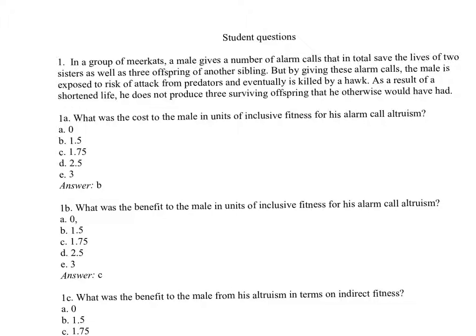I have a question about the cost. How do you come up with 3.5? Let's see, it says here, but by giving an alarm call, the male exposed himself to predators, he's killed. As a result, he does not produce 3 surviving offspring. It says it in the question. It says on the last sentence, he does not produce 3 surviving offspring.